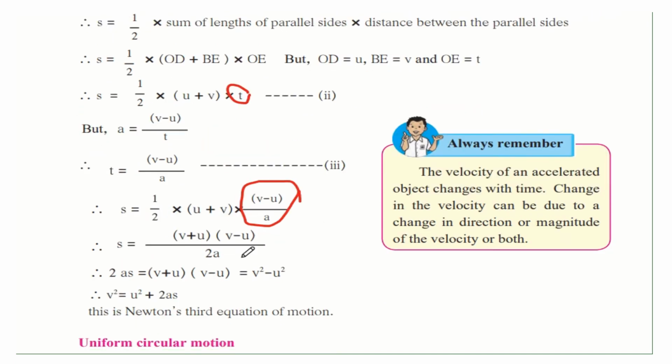And as we know earlier, a plus b and a minus b is equal to a square minus b square. So using this algebraic equation, we would finally get Newton's third equation of motion, that is v square is equal to u square plus 2as.